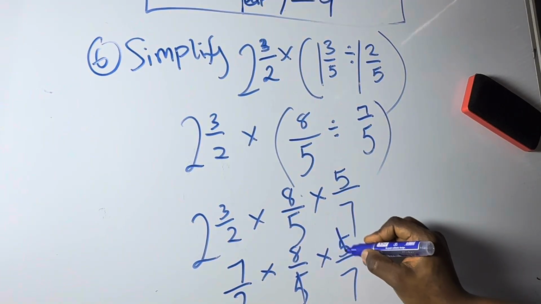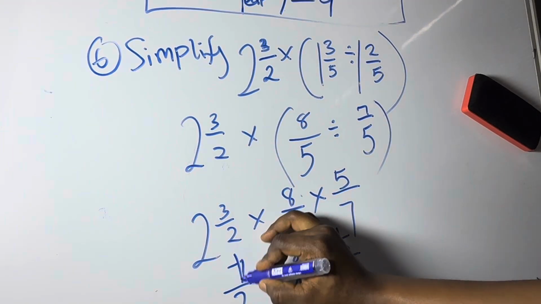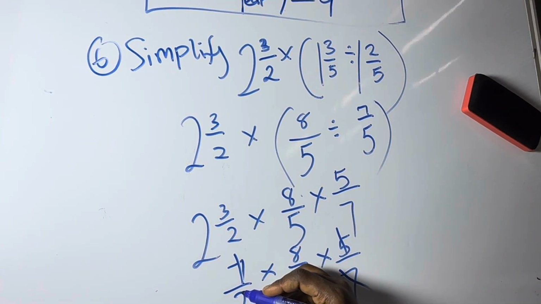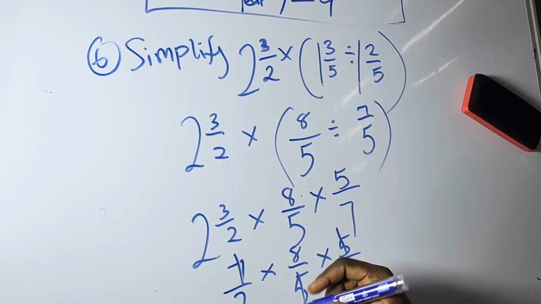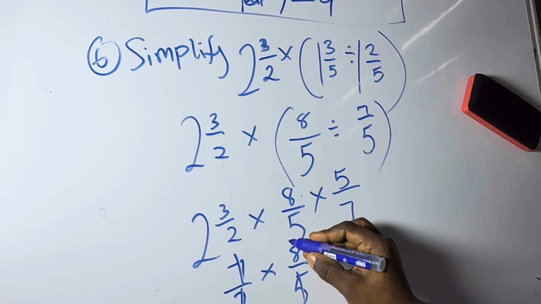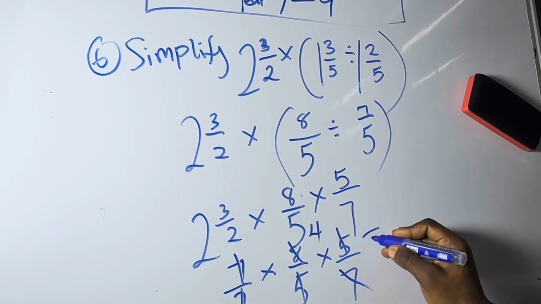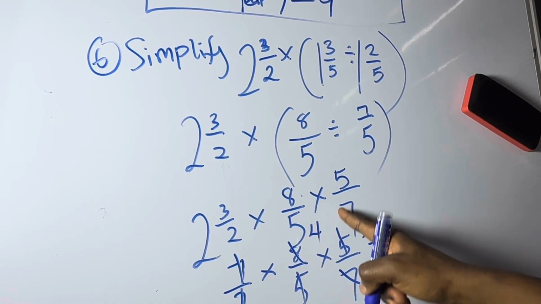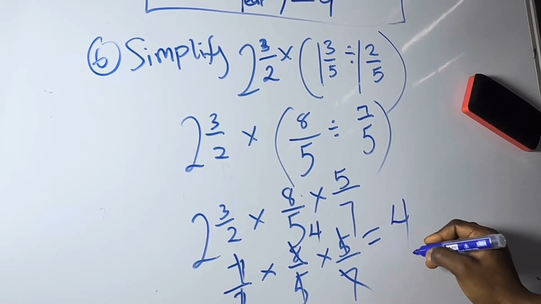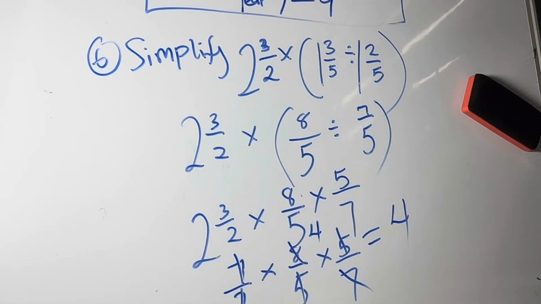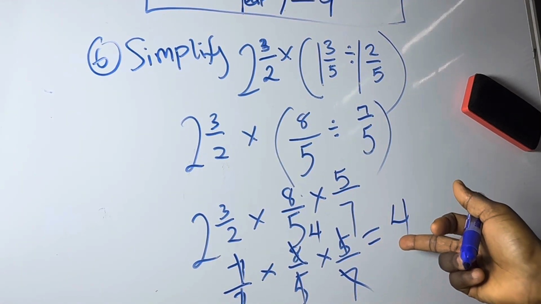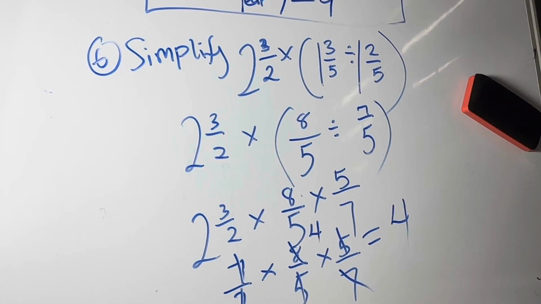Now, 5 cancel 5. This 7 can cancel 7 because 7 here 1, 7 here 1. Now, 2 can also go in 8. 2 here 1, 2 in 8 is 4. So now the final answer is we have 1 multiplied by 4 multiplied by 1 will give us 4. That makes it 4. 1 times 1 times 1 is 1. So 4 over 1 is the same thing as 4. Do you understand?